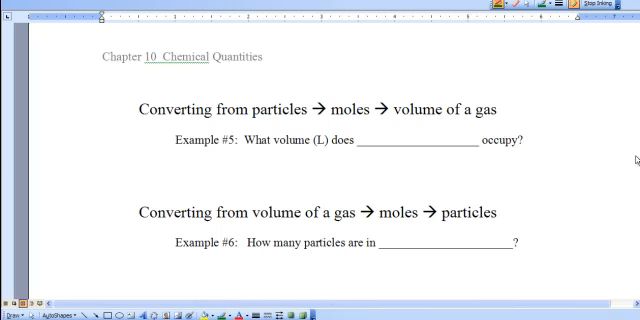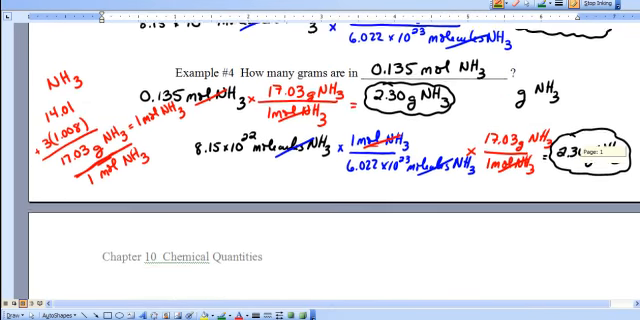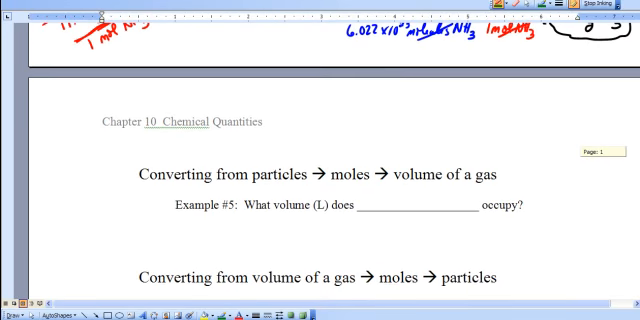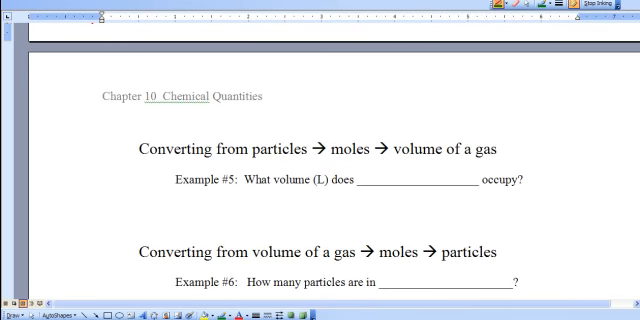And we're back in better than ever, still in 10.2, where we're showing you how to do mole conversions. In the previous podcast, we were showing you how to do conversions between grams, moles, and molecules. And now we're going to take it another step in our molar roadmap, where we're going to be converting from particles to moles to volume of a gas and back.